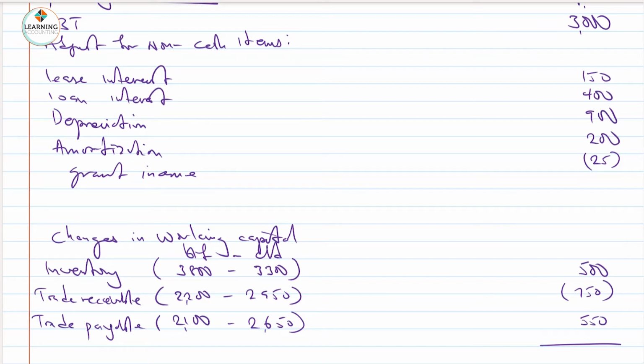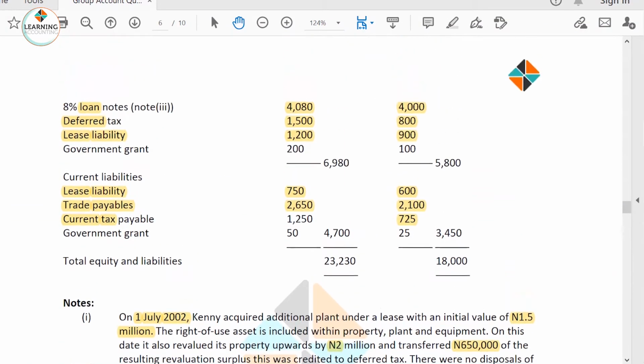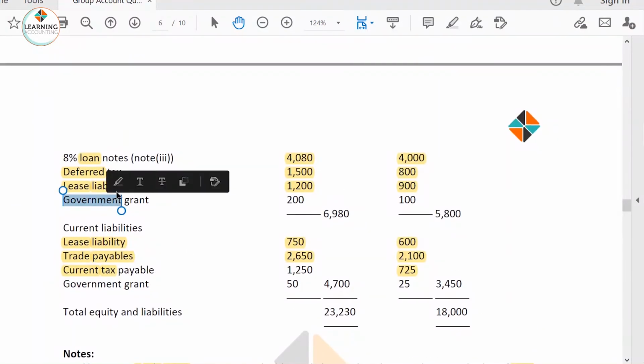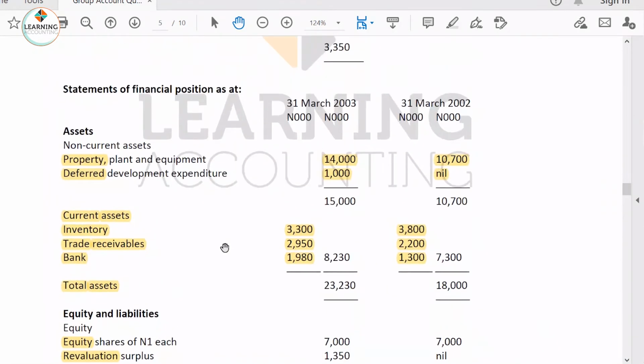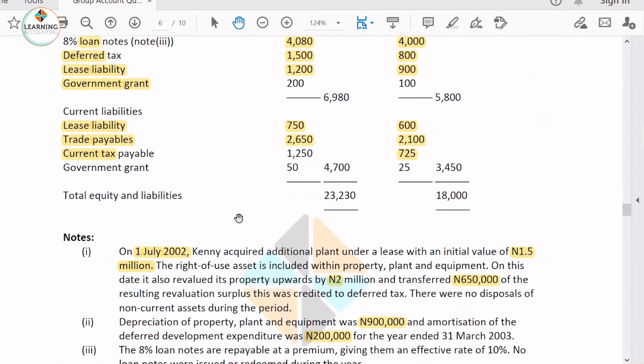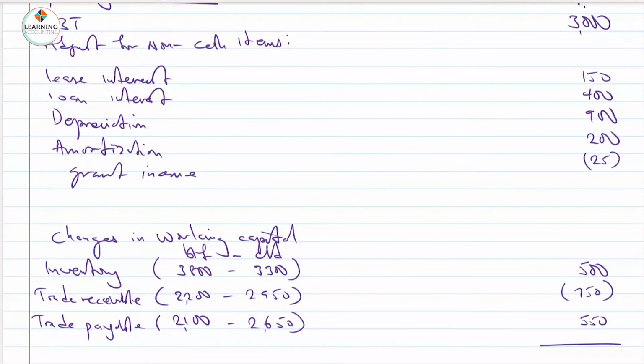So what we've just done is we've answered the whole question because we're able to touch every item. Of course, I've touched this basically because they gave us additional information on that. So we're able to touch every item in the statement of financial position. Without doing that, you might likely miss something out in the cash flow question. So let's do some summations to see if we got the answer correctly.